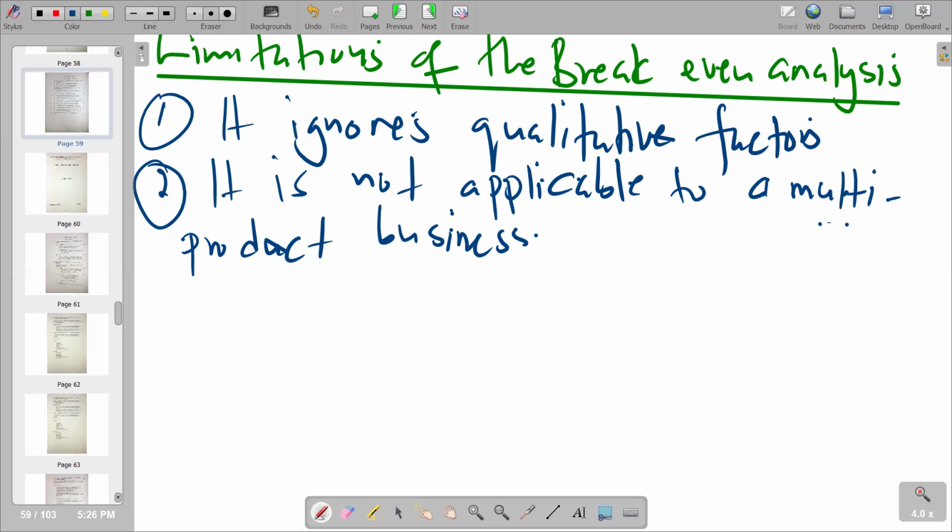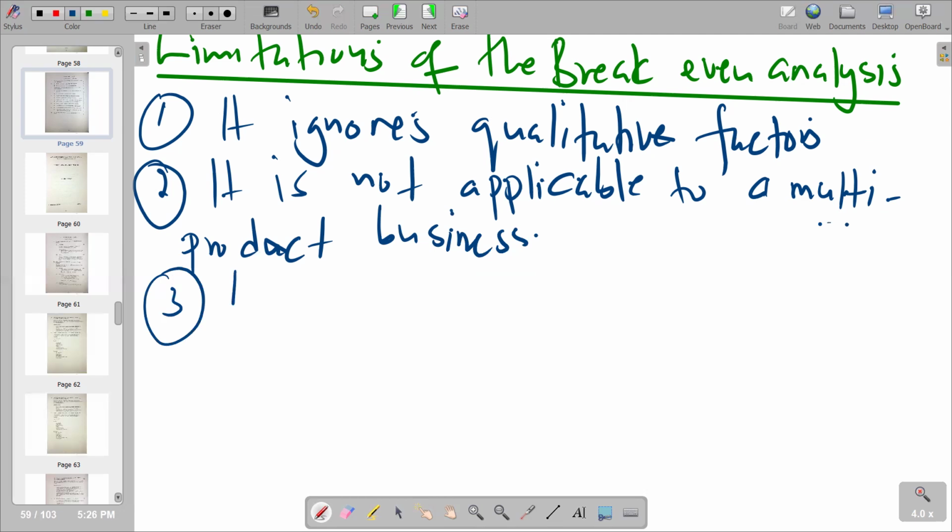So we are seeing that we have one price that is applicable to that graph. So if we have a multi-product business, it means we are going to have different prices, which is not going to be applicable according to the representation of the graph. So the assumption is there and it's clear that it's a representation of one product. So if it becomes multi-product, then the analysis becomes compromised. So this is what we have on the second limitation.